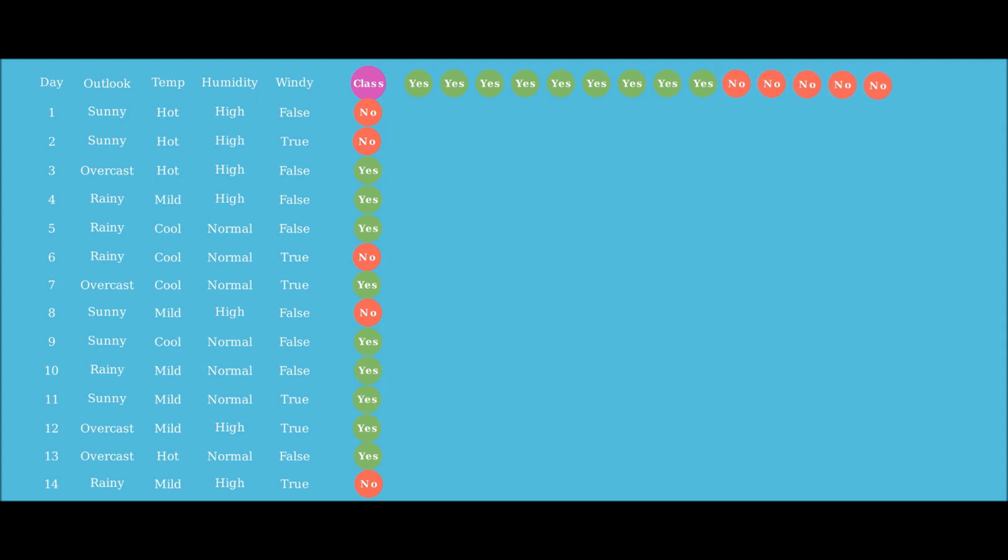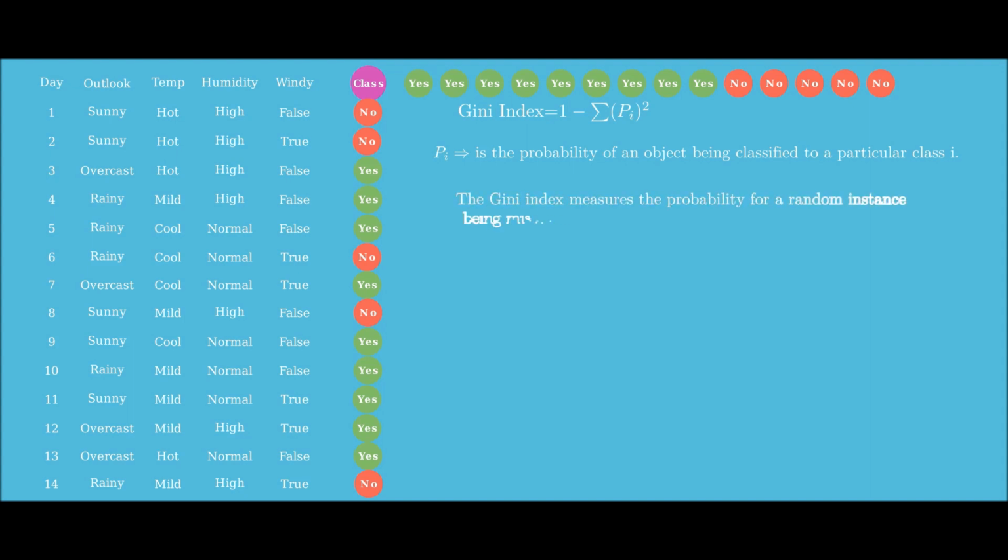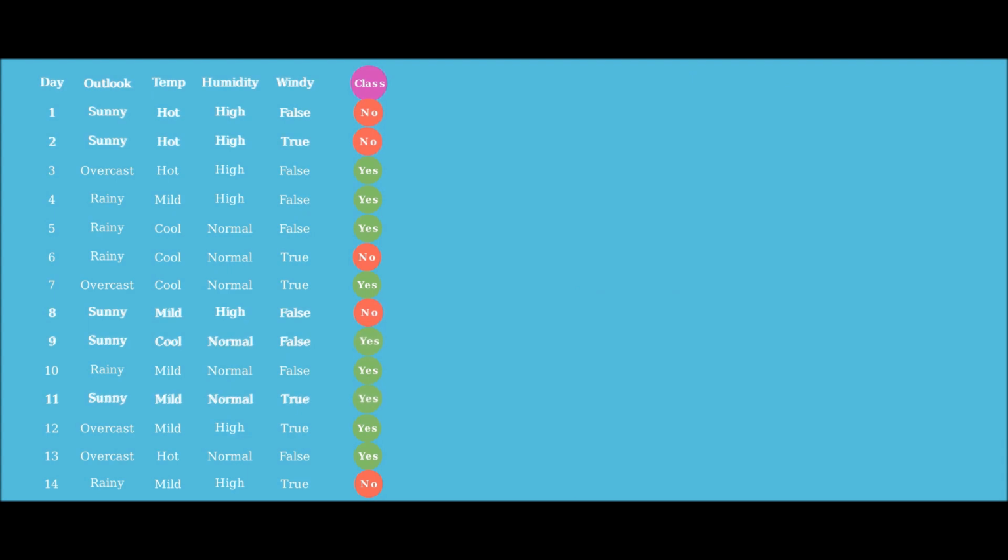Gini index is defined as 1 minus summation over pi square, where pi is the probability of an object being classified to a particular class i. The Gini index measures the probability for a random instance being misclassified when chosen randomly, so you can say that it indicates the misclassification rate. So it is better when the Gini index is low.